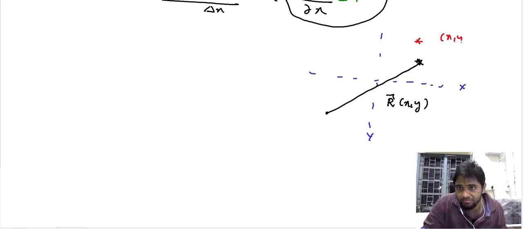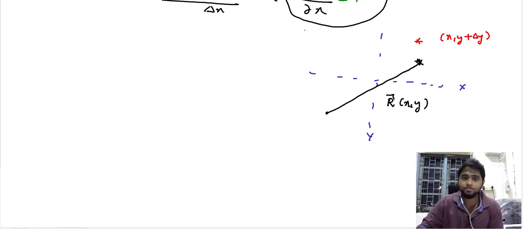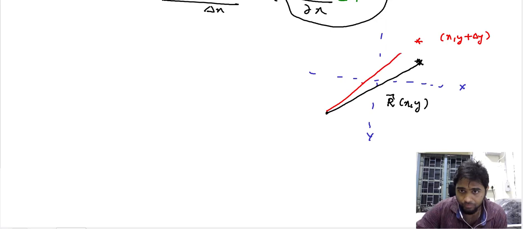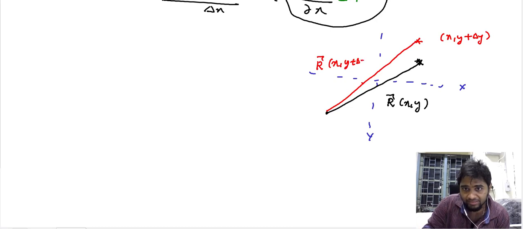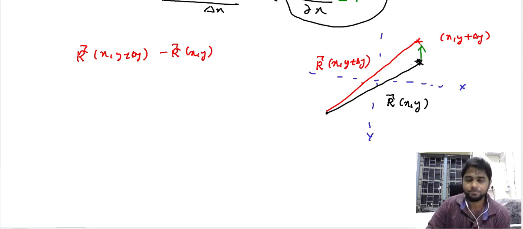Now when we consider a different point, this different point is x and y plus delta y. So this different point has the same value of x, but the y has changed. The corresponding position vector will be r vector of x, y plus delta y. Now when I consider the difference between r vector of x comma y plus delta y, minus r vector of x and y, the difference between these two will be along this direction here.